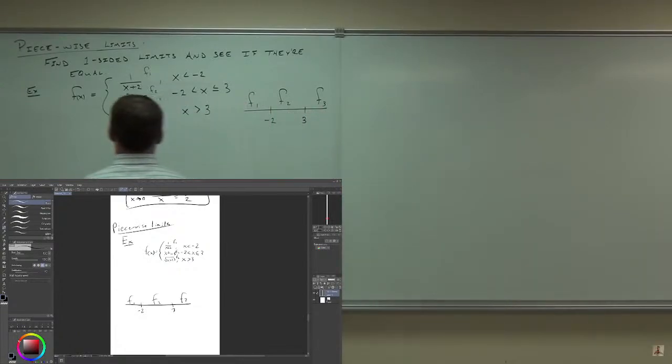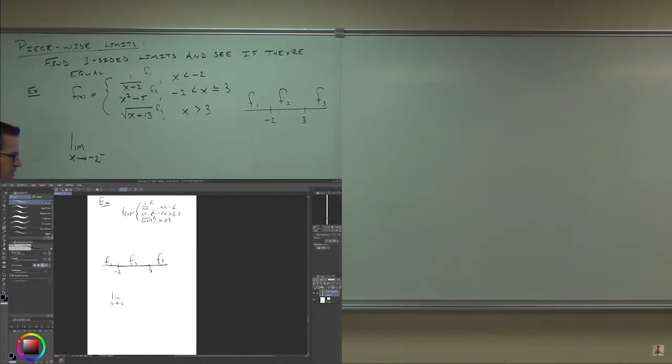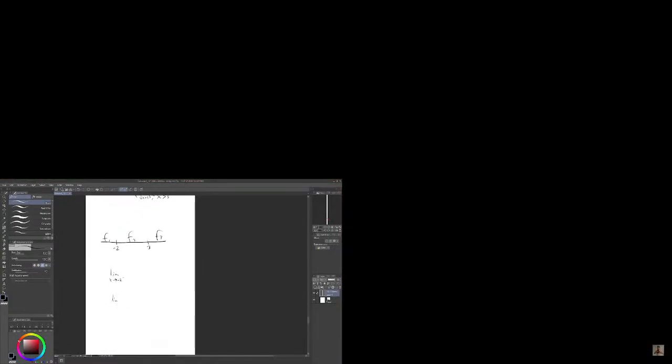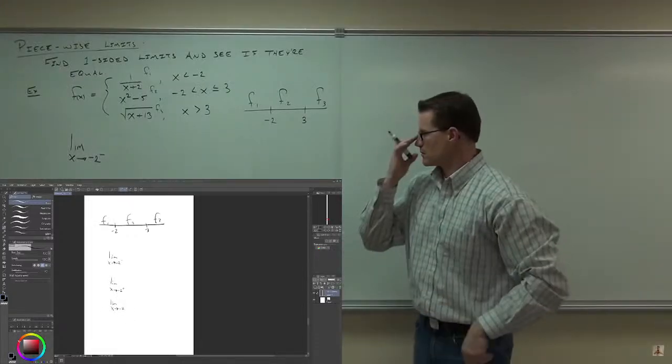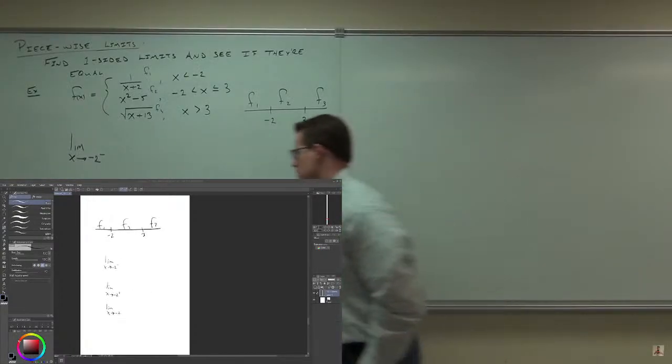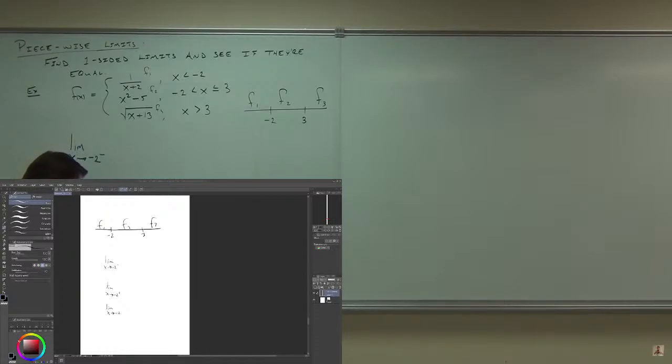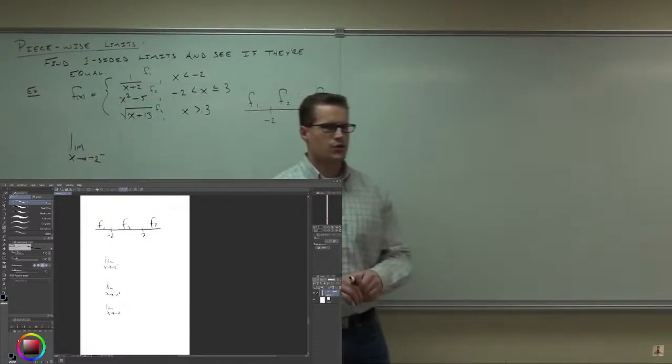Okay, so I'm going to take a limit as x approaches negative 2 from the left, a limit as x approaches negative 2 from the right, and I'm going to see if those two things are equal. If those are equal, then we'll have a limit as x approaches negative 2 in general. If not, well, then we won't. Do you all understand the idea so far? Are there any questions so far on the idea?